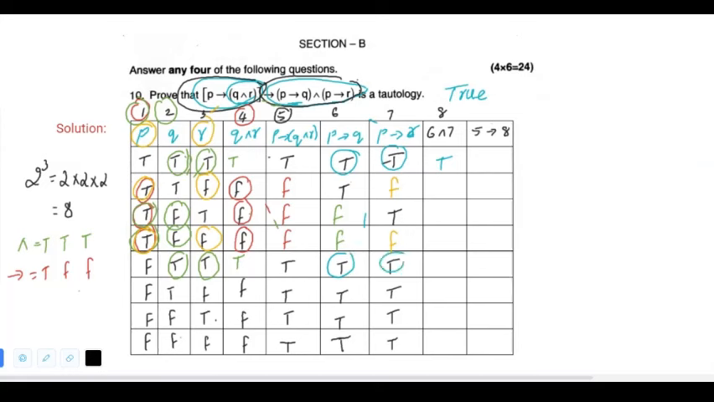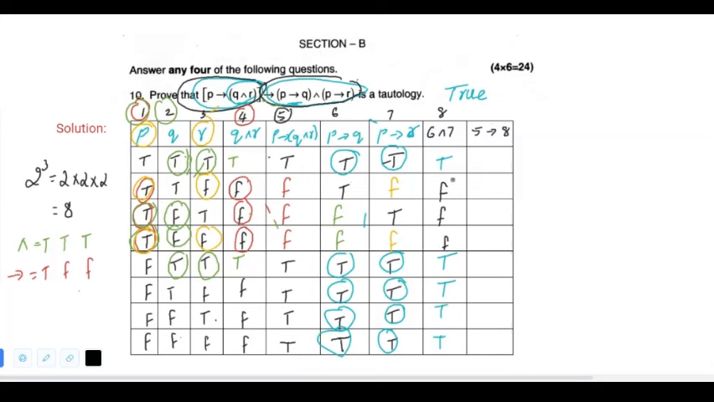T and T, it is T. T and T, it is T. T and T, it is T. T and T, it is T. The remaining will all be false.